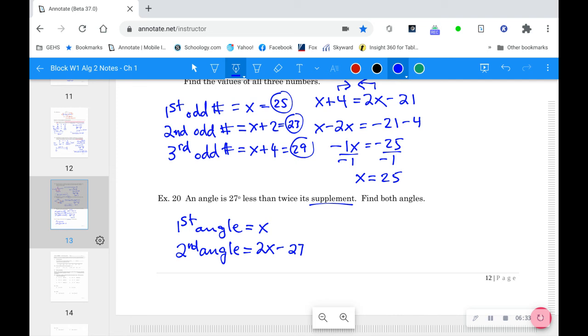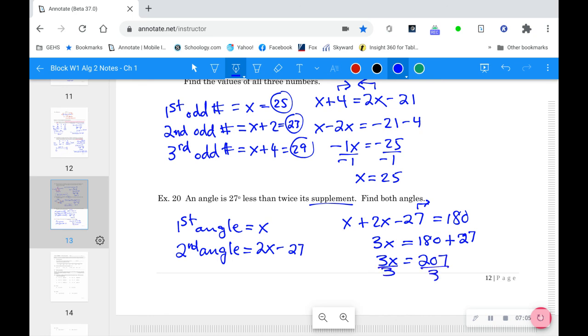Now, supplementary angles add up to 180. So I'm going to add those, and it should add up to 180. Okay, we'll find the value of x by, first of all, taking the 27 over to the other side. I'll simplify when I do that. So this is 3x equals 207. And I'll divide by 3 here.